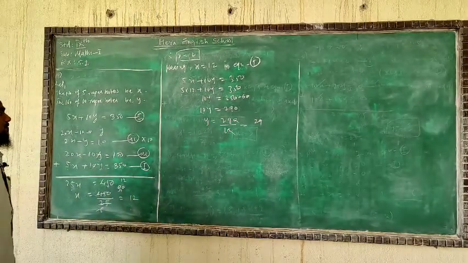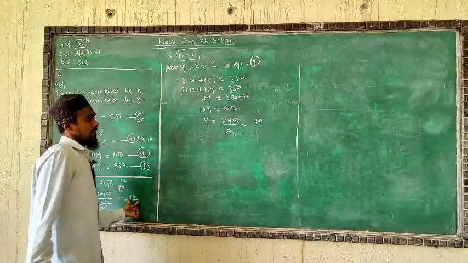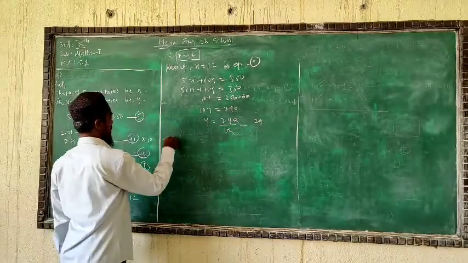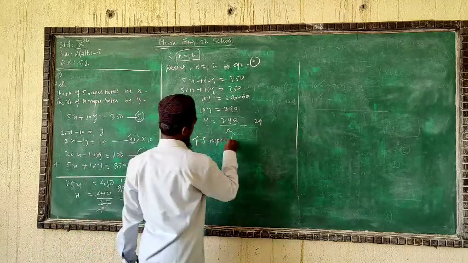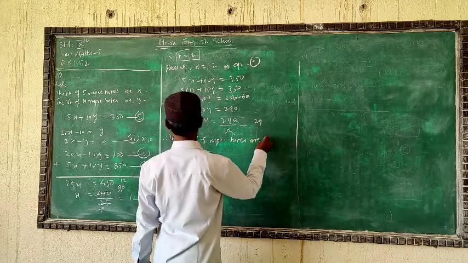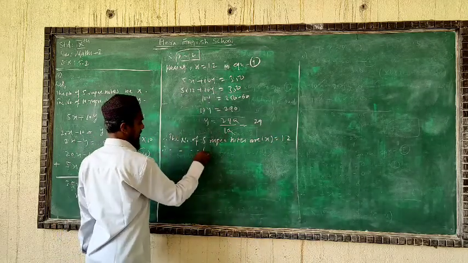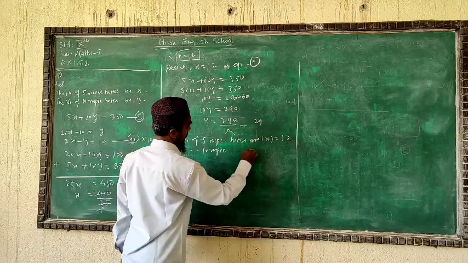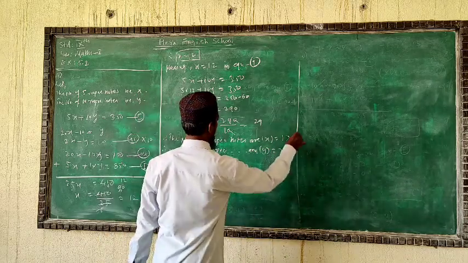Means the number of rupees 5 notes, we got x, how much, 12, and the number of rupees 10 notes we got here 29. So we'll write as answer: the number of 5 rupee notes are x, we have taken that one, it is 12, and the number of 10 rupee notes are taken as y, that is 29. Like this the answer will be there.